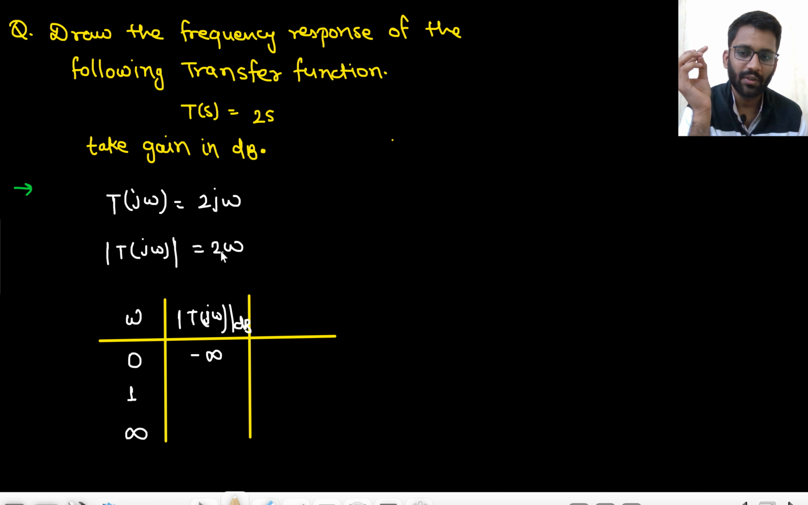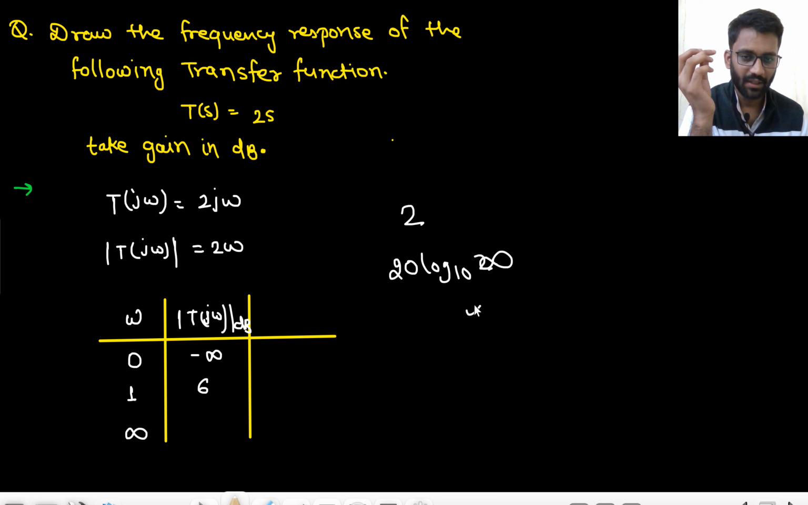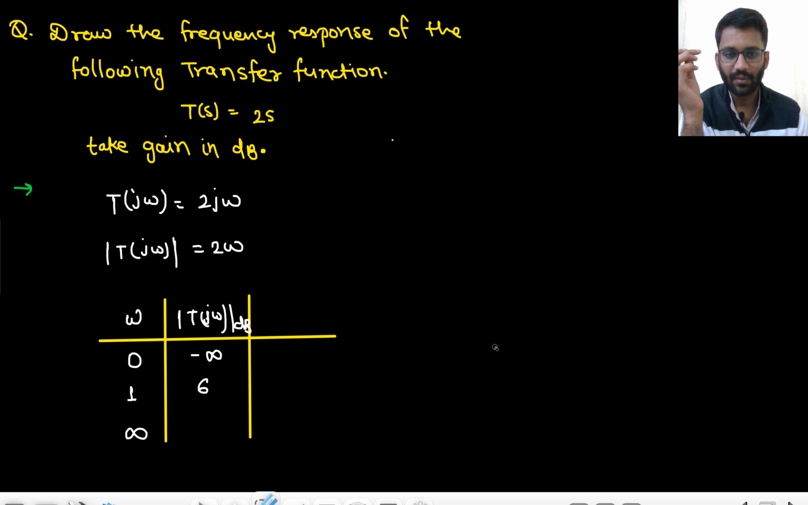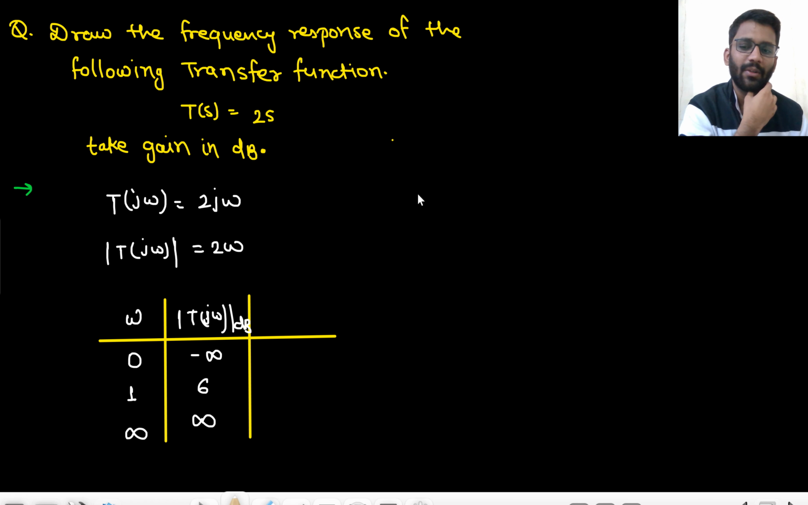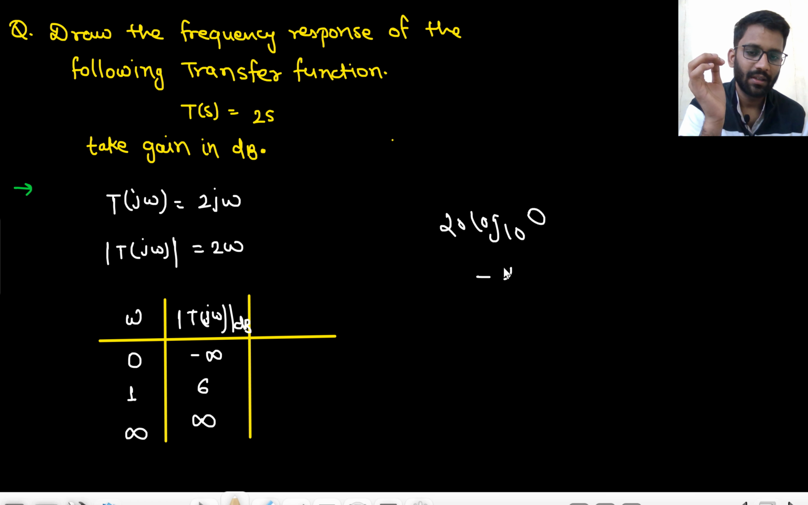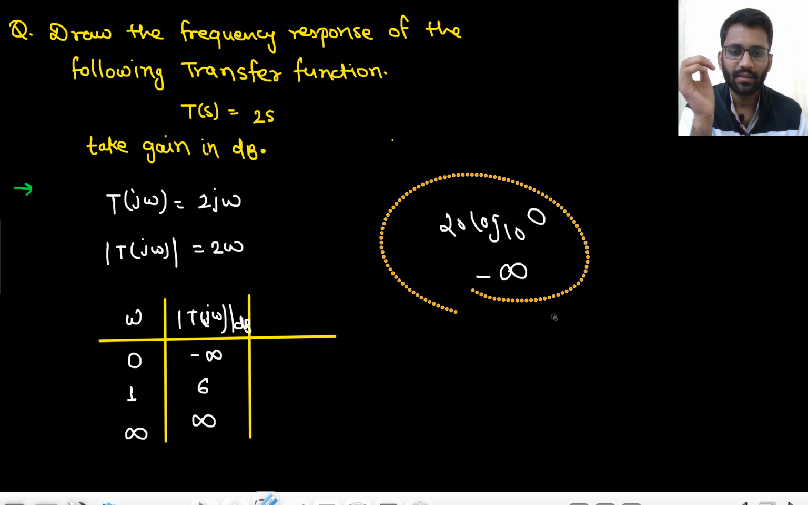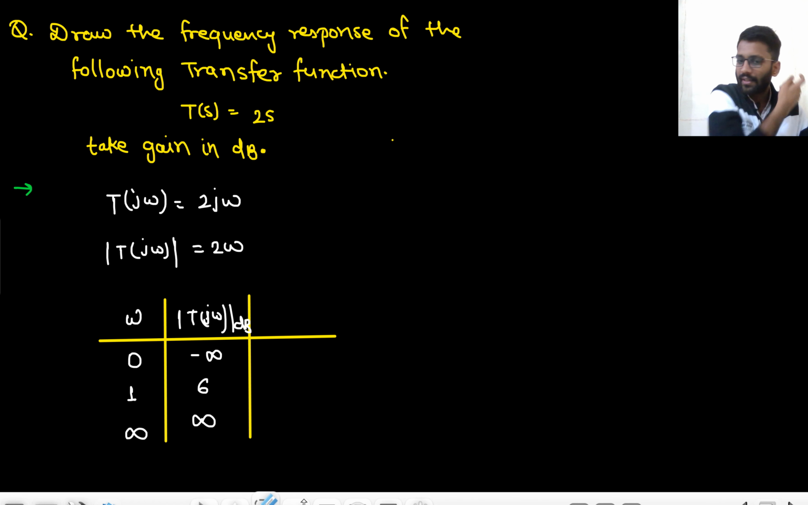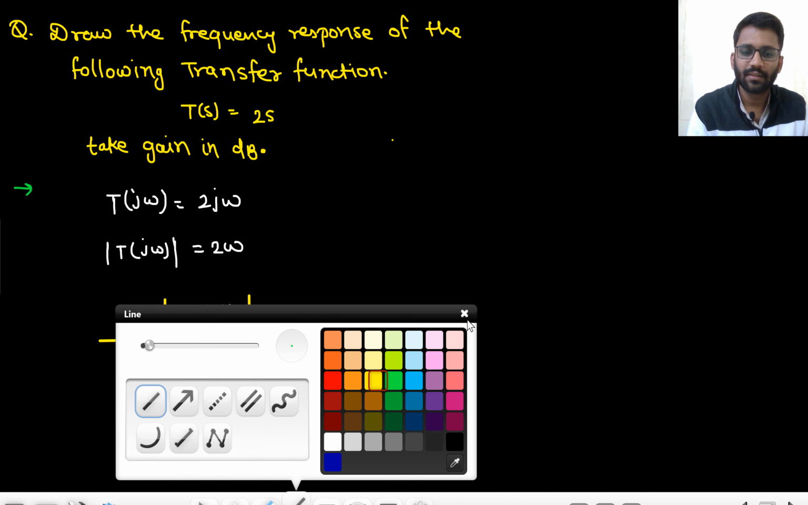At omega equals 1, you are having gain 2. What will it be in dB? 20 log 10 2, so it will be 6 dB. And at omega going to infinity, you are having infinite gain. What will it be in dB? It will be infinity only. I hope you are able to catch this. For omega equals 0, the gain is 0 only, so 20 log 10 0 will be minus infinity. From minus infinity to infinity, it is rising.